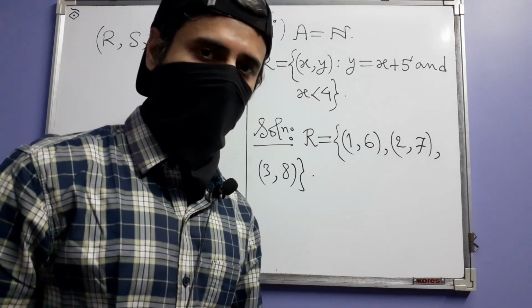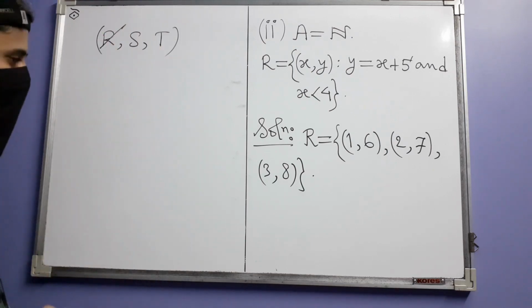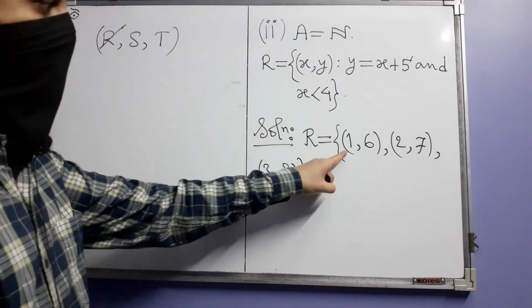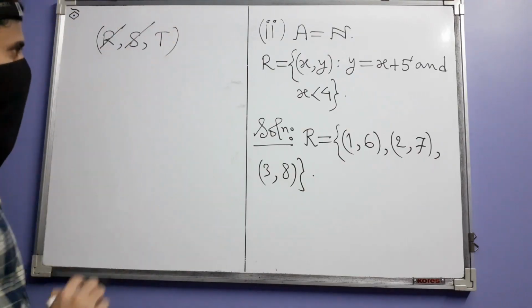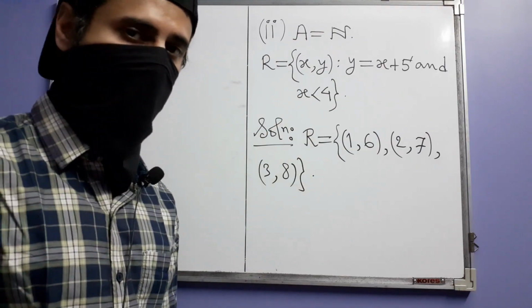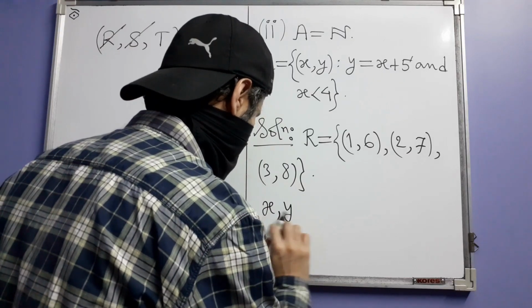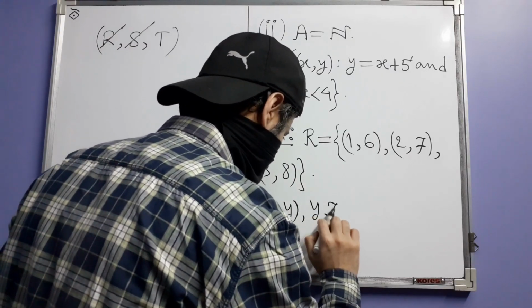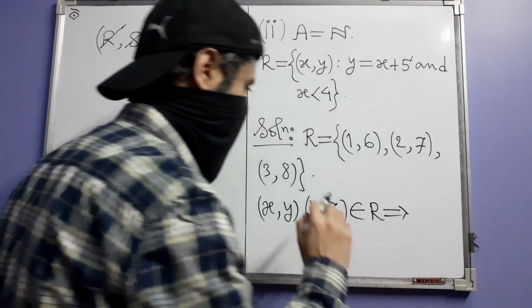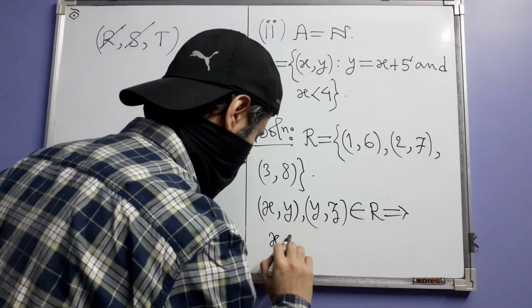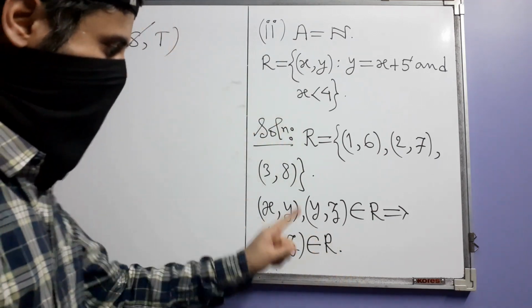Okay, so for our relation, we have already seen that it's not reflexive. So I strike R. What about symmetry? It has (1, 6), but it does not have (6, 1). So it's not symmetric. What about transitivity? Be careful. Transitivity says that if (x, y) and (y, z) both belong to R, and then that implies that (x, z) is also in R, then R is transitive.